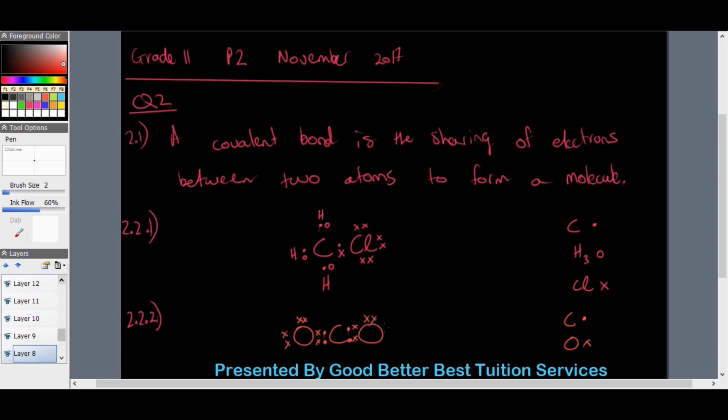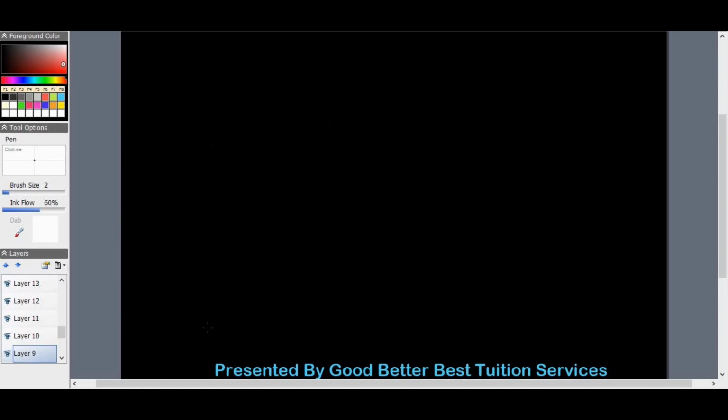If you forget to insert your lone pairs, you don't get the marks. You don't get them at all. So please do not forget your lone pairs. Pay attention to the group of your periodic table that you are taking your elements from, and always include the lone pairs. I think that was basic. Let's have a look at the next question.